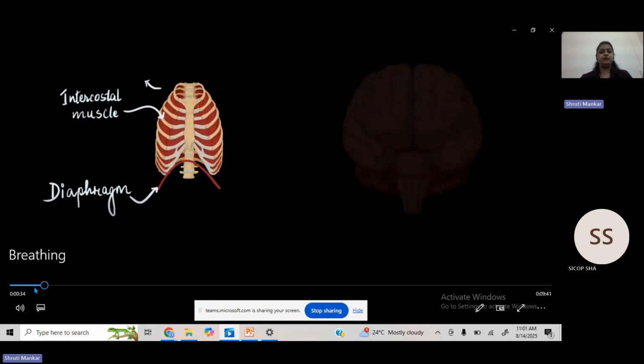Whereas when the diaphragm goes back to its original position and the intercostals shrink in, the intrathoracic pressure increases, is high, and the air flows out, thus initiating the process of exhalation.